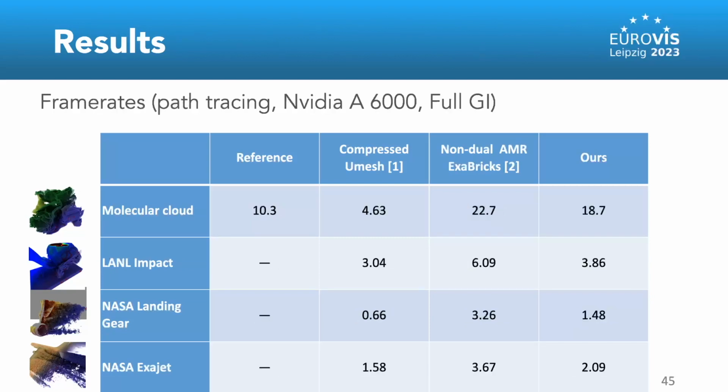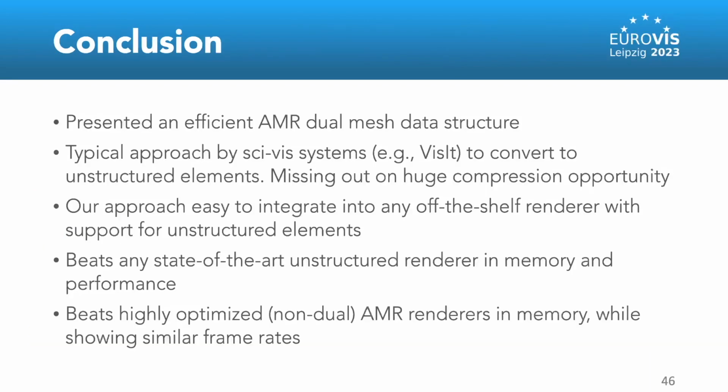And finally, we report frame rates for that same configuration with an NVIDIA A6000 workstation and computing full GI. The absolute numbers aren't so important here because it's a very particular rendering method that we chose, and other rendering methods might perform differently. But what we see again is that we're ballpark similar to Hexabricks, which is dedicated AMR, and that we again always beat all the other unstructured element renderers, given that they are able to render our data. And that brings me to the conclusion of my talk.